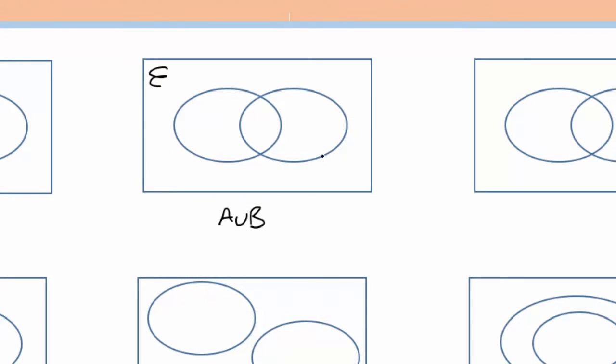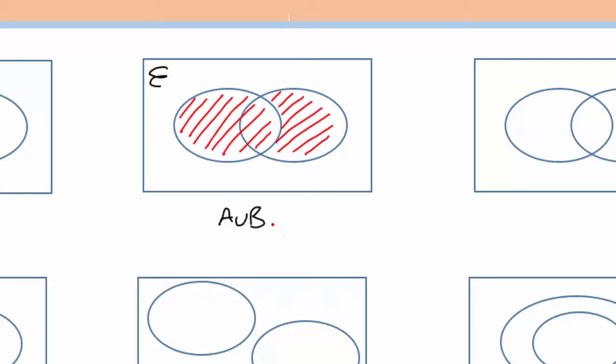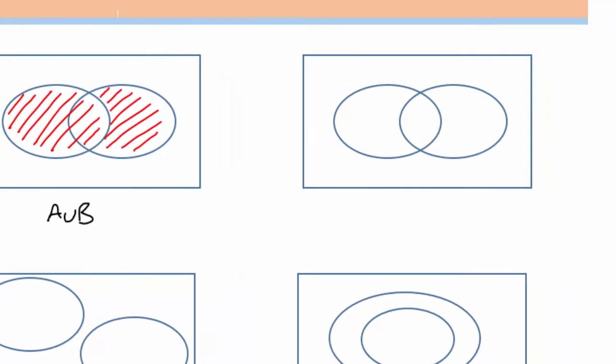The union of two sets is to combine them. So it's everything that's in set A or everything that's in set B or both. So it combines both sets and makes a larger set. Let's look at the complement.